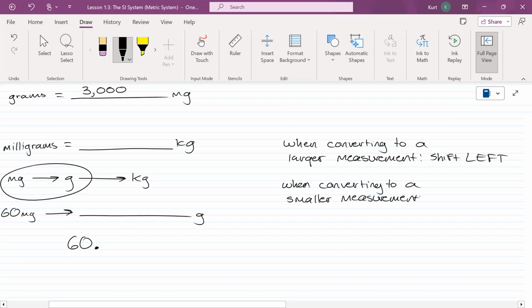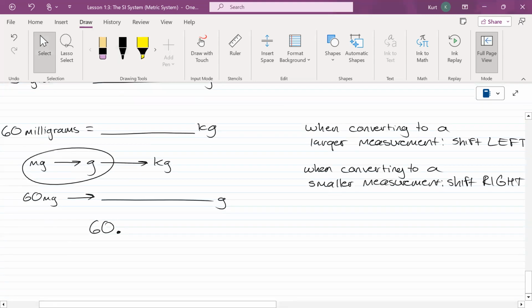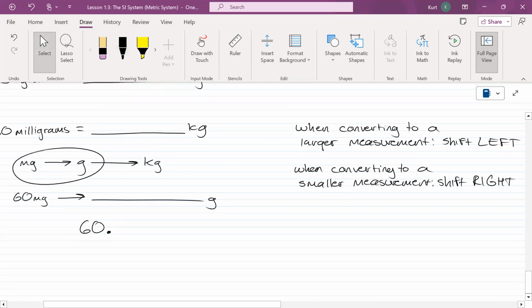When converting to a smaller measurement, shift right. That might help you guys. So let's start this over. You're going to go from milligram to gram.